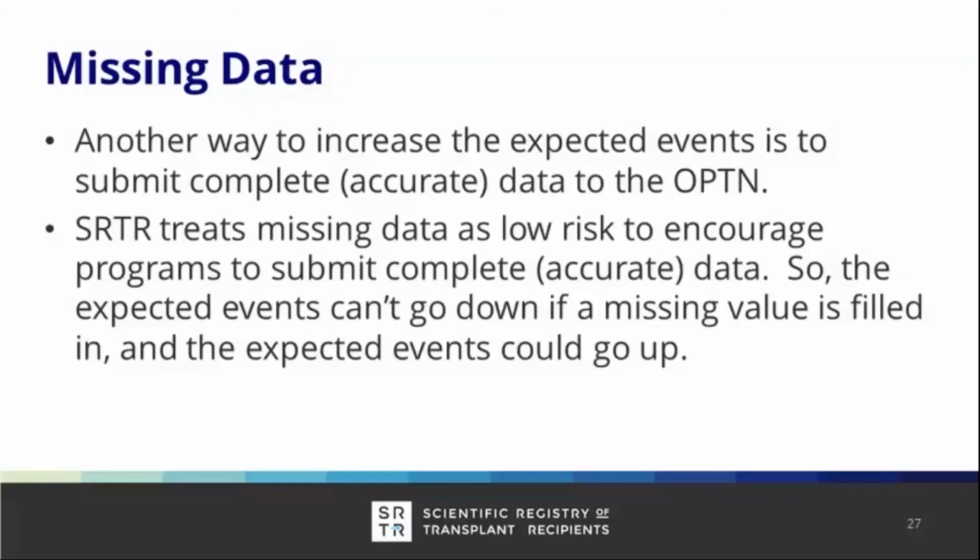And it's possible that the true value of that data will be higher risk than the missing value. And the way that the calculation works is it can't be lower risk than the missing value. The missing value is set to the lowest risk possible, right? So if you fill in missing data with accurate data for your program, it will tend to increase the number of expected events for your program.